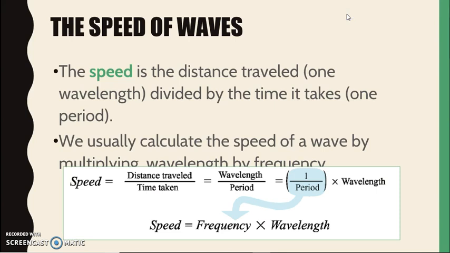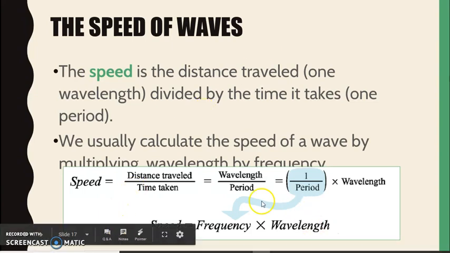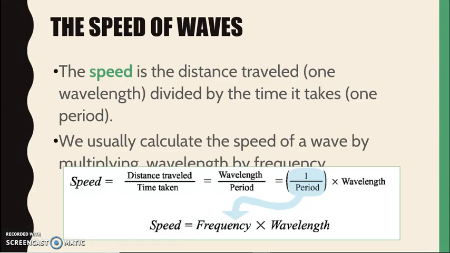The speed of a wave is the distance traveled divided by the time it takes, or wavelength divided by the period. And if you do some fancy calculations with that, which you don't need to know, if you look down here at the very, very bottom where my mouse is right now, okay, what you are seeing is wave speed equals frequency times wavelength. Wave speed equals frequency times wavelength.